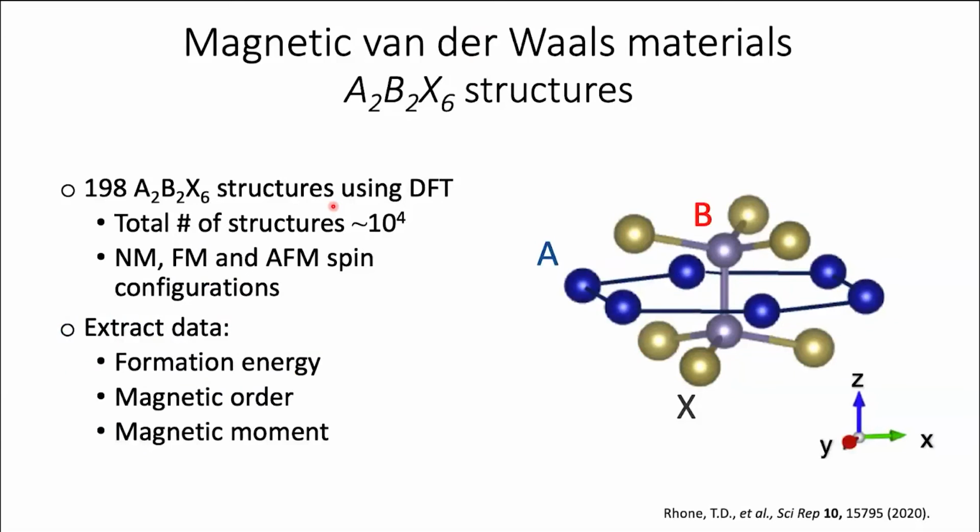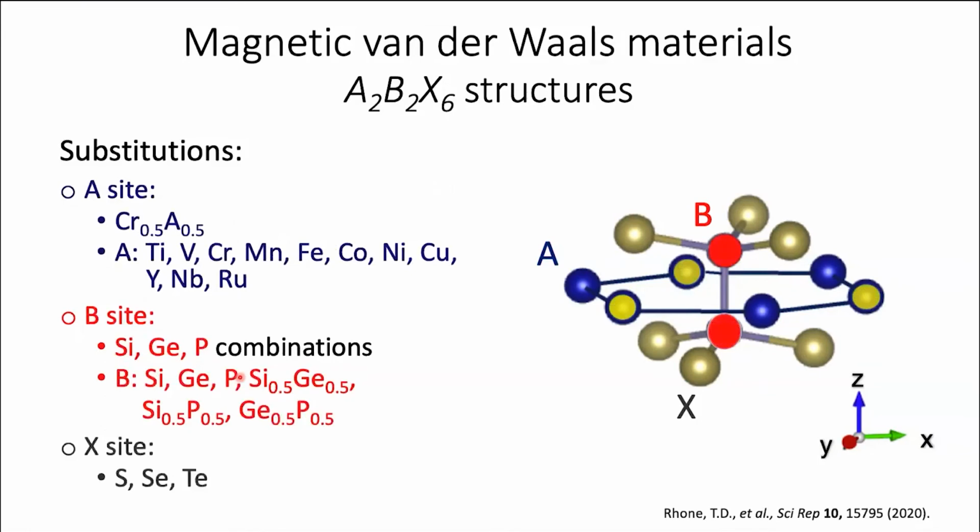I chose a subset of 200 to do DFT calculations on, extracting different magnetic properties and thermodynamic properties, such as formation energy, which is a proxy for the chemical stability. If you do that, you can then collect your data. And I'll show you that in a bit.